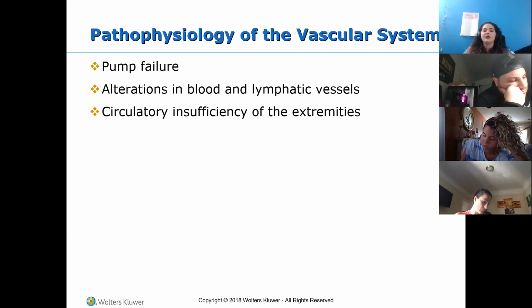Something to remember that we'll probably hit later: with the circulatory insufficiencies of the extremities, that's when you're going to see edema. That's swelling in the legs, and that's because the fluid is not being removed because the circulation is not working properly. It's all related to heart failure. Decreased cardiac output, edema.